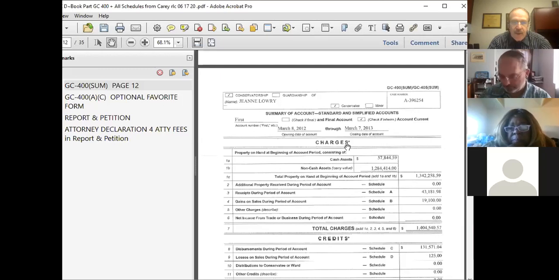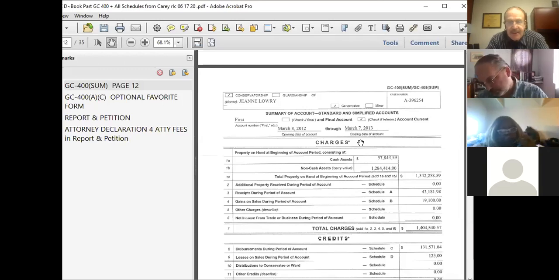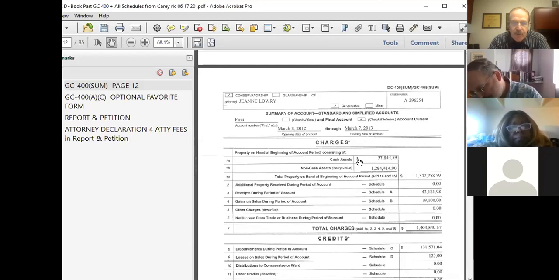Okay, so we were talking about the terminology, charges and credits. To me, charge is when you use your credit card and you're going to owe money. That's not what this is. Charges means money that came in to the guardianship, conservatorship, probate estate, or trust. So they should have said income or cash flow or something. But the first two lines are just place markers that you obtained from your inventory and appraisal, the cash and the non-cash assets. Just a copy job from the inventory and appraisal.